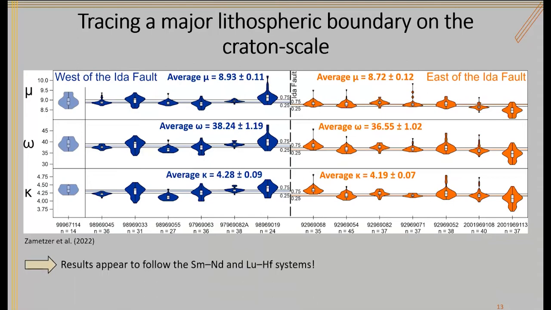And the observation is obviously that these results appear to follow the samarium, neodymium, and lutetium hafnium systems. It is not clear whether the subtle difference that we see in the kappa values has any geological meaning, because usually kappa values would be expected to not change much across the continental crust. Even in strongly fractionated granites, the relationship between uranium and thorium wouldn't change much. Both are lithophile, both fractionate to a similar extent.